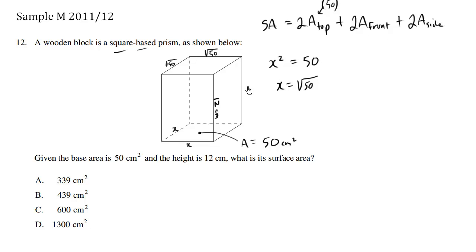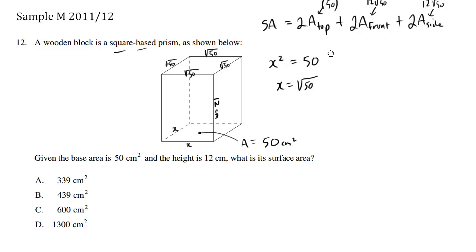Now what about the area of the front? We have a height of 12, and we have this width here of root 50. So the area of the front is going to be 12 root 50. Now what about the area of the side? What about these sides here? We have 12 again, and again we have root 50. So we have 12 root 50.